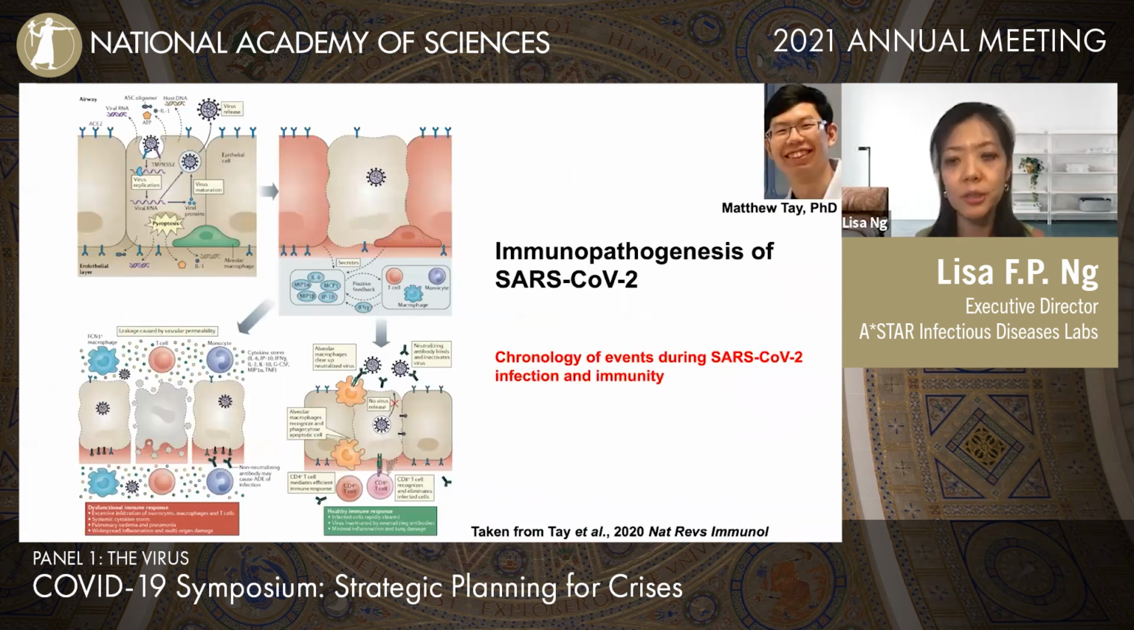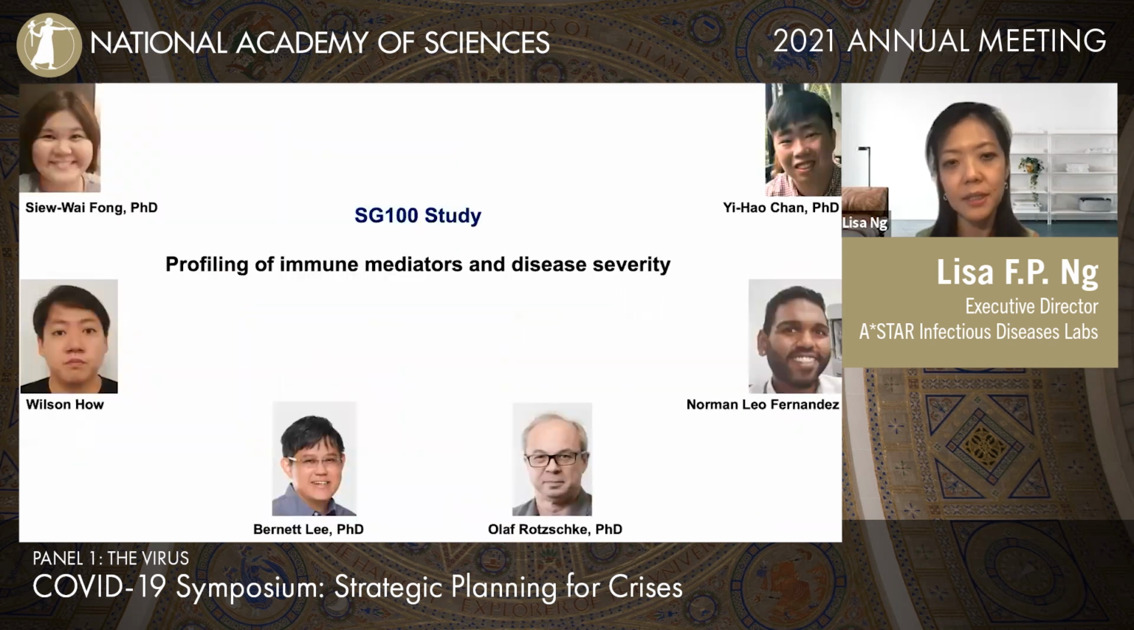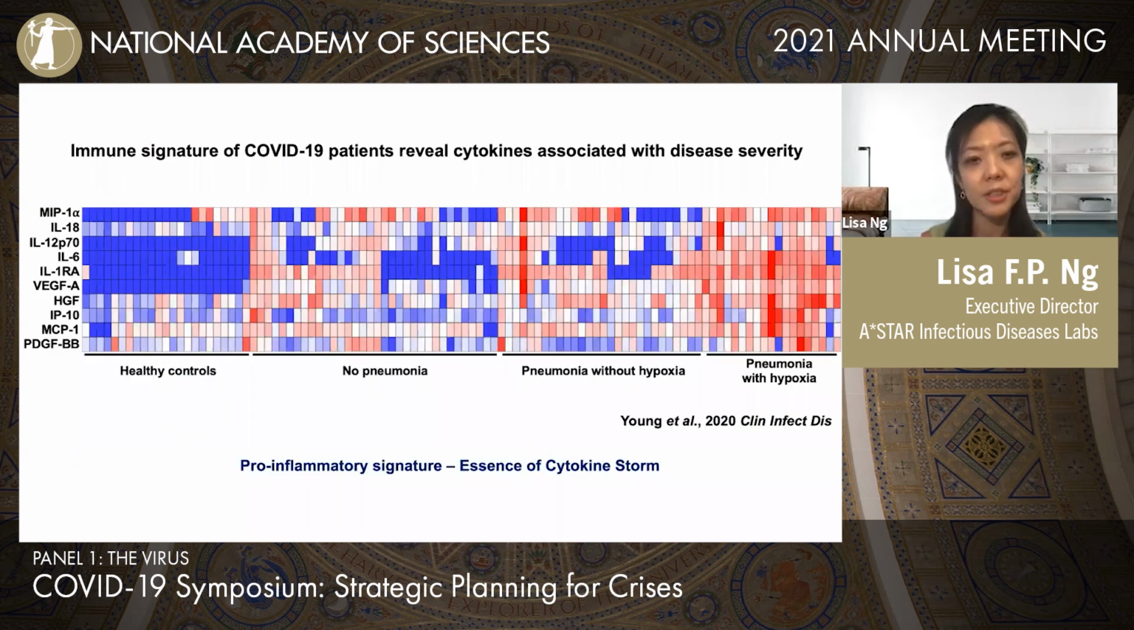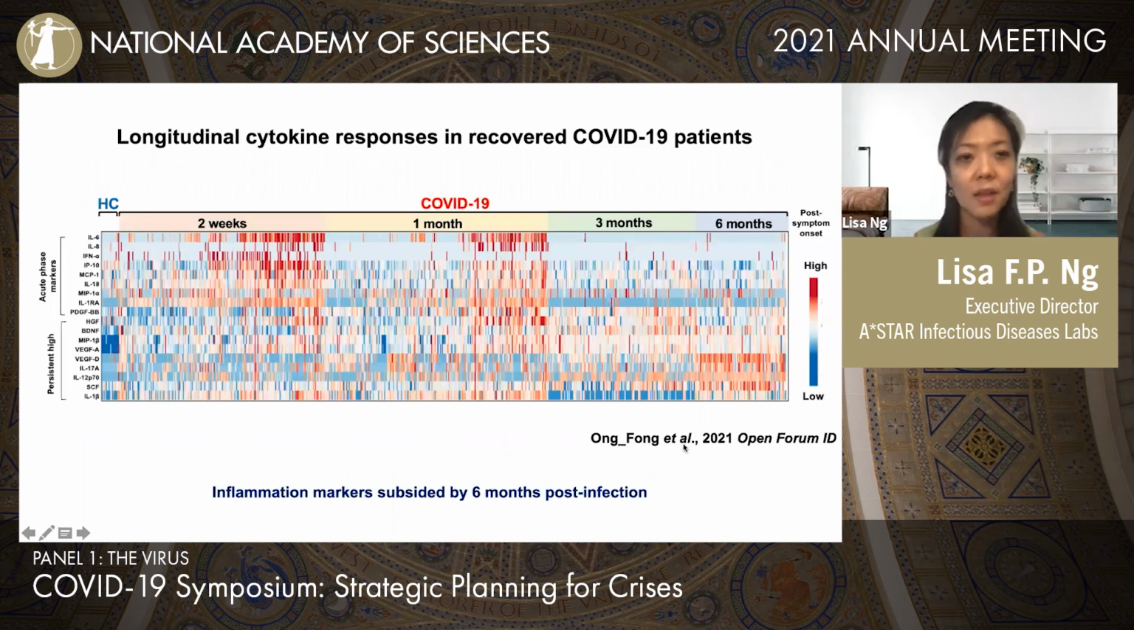So we move on to the immunopathogenesis of the infection in the patients. And you could see from here that it's led by a larger team of researchers that went on to study the immune profiles. And you could see that the profiles actually look different from patients with mild infection to patients with severe infection. And clearly there is a pro-inflammatory signature, what we call the cytokine storm.